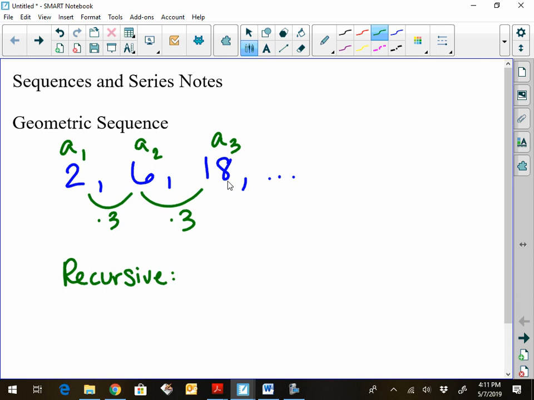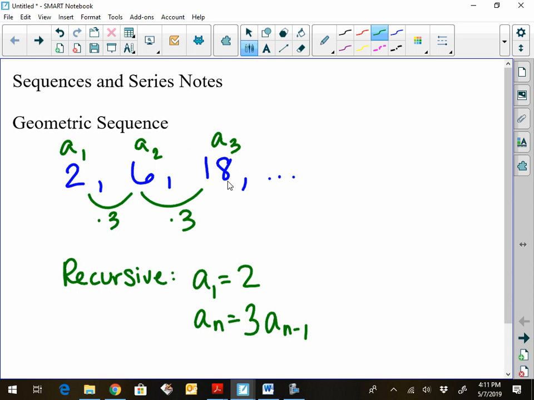The recursive formula, we always start with our first term, which would be 2 in this case, and then all the terms after that. So what do I do with the term before to get the next term? Well, in this case, notice how I'm multiplying it by 3. So I have 3 times a sub n minus 1, right? That would be the term right before that I have.